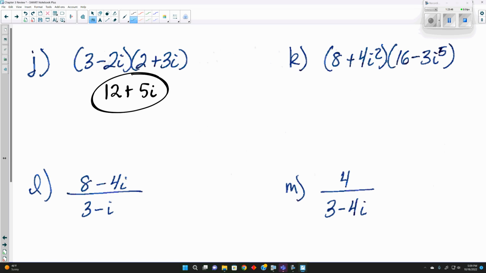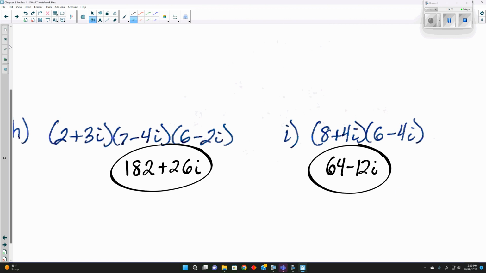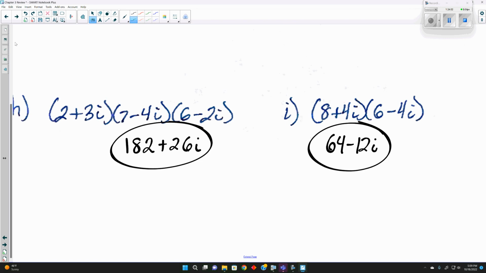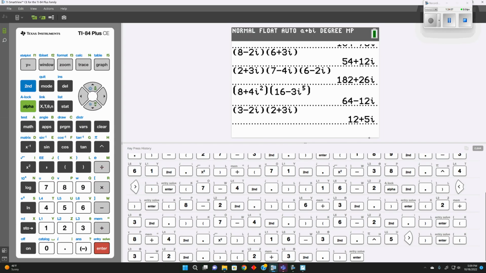And last but not least, we already did this one. I got ahead of myself. Because this one here wasn't actually this here, because I think I mixed the problems up. So, yes.